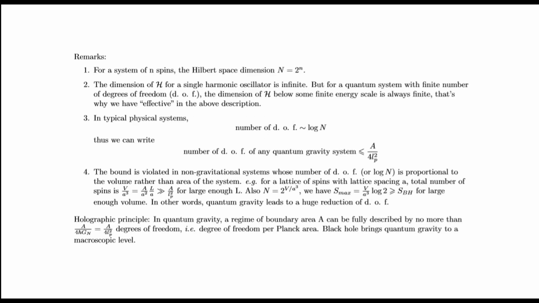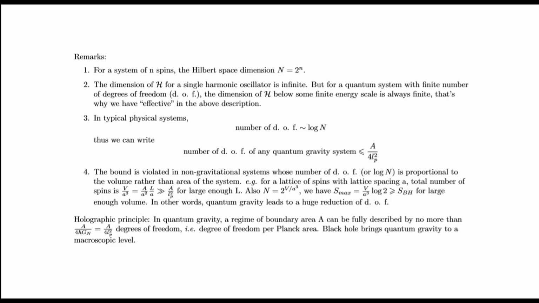Remarks: for a system of n spins, the Hilbert space dimension is e to the n. The dimension of H for a single harmonic oscillator is infinite, but for a quantum system with a finite number of degrees of freedom, the dimension of H below some finite energy scale is always finite. That's why we have "effective" in the above description. In typical physical systems, the number of degrees of freedom is log n. Just we can write this.